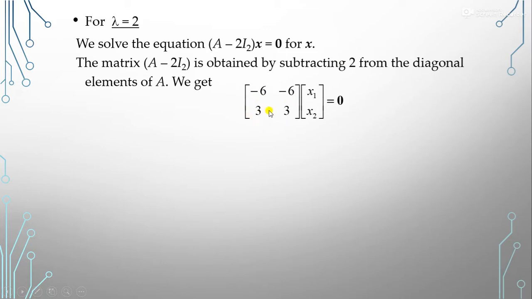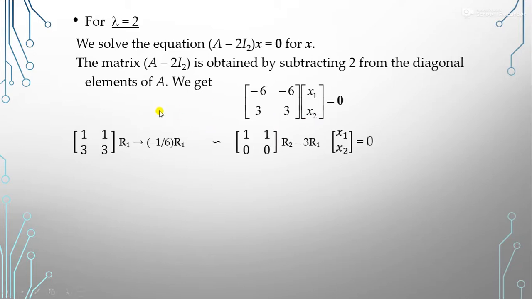So we get this matrix when we subtract 2 from all the diagonal elements of the matrix A. Now after that, we need to solve these matrices, and you know how to solve a system of equations, same as here. So first, it depends on you. How can you solve it?